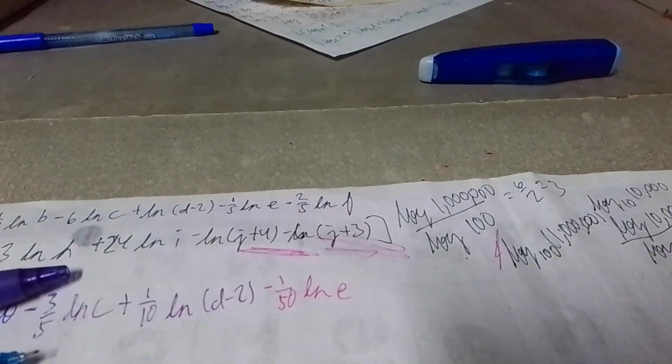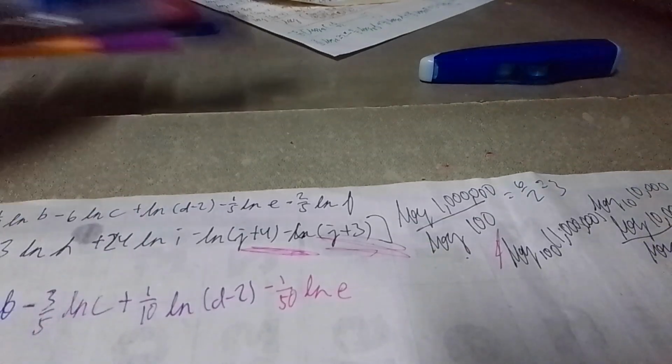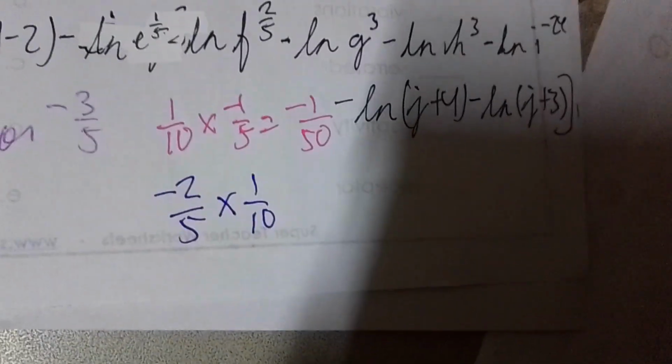And then, we have 2/5 ln of F. May 2/5 tayo. So, 2/5 times -2/5 times 1/10. We multiply. This one cancels, this becomes 5, 1. So therefore it becomes -1/25. So therefore it becomes minus 1/25 ln of F.